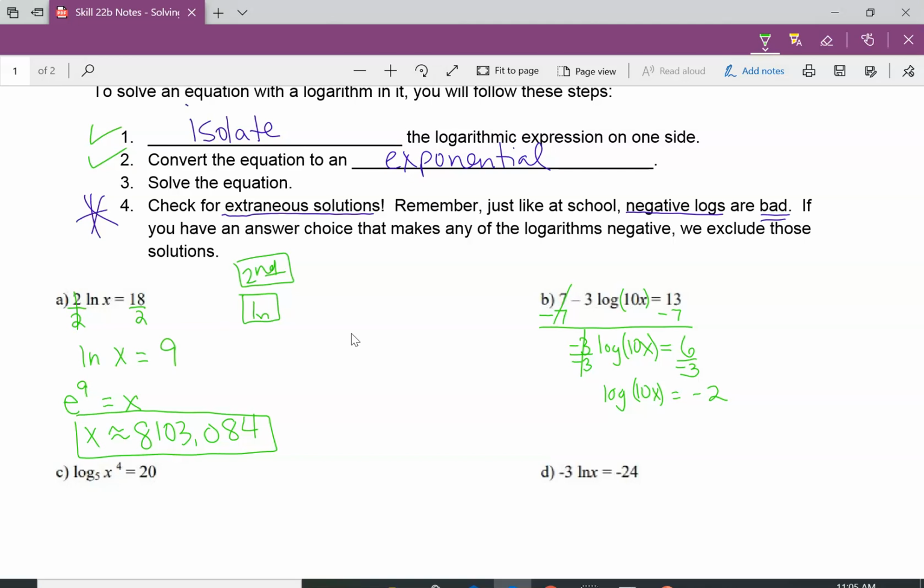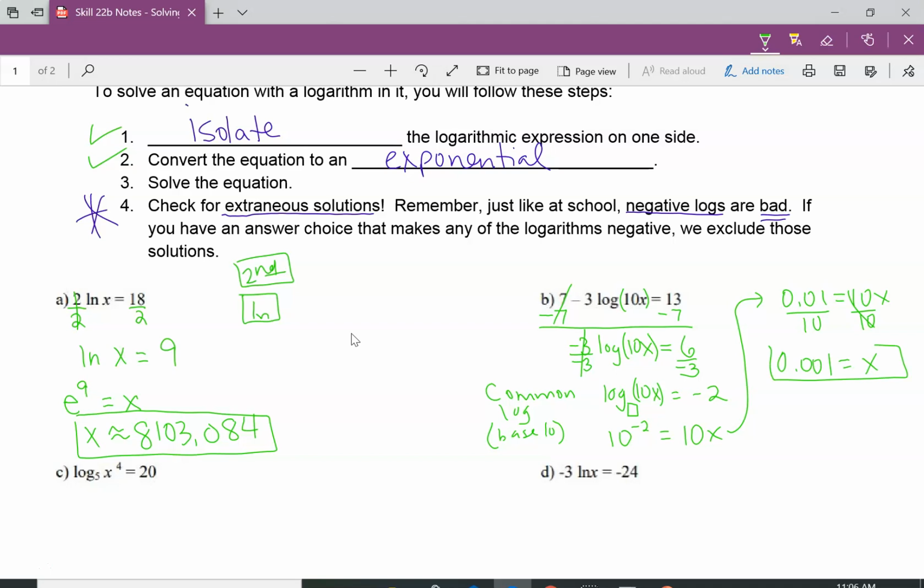Remember, this doesn't have a base number written here, so this is a common log. So it has a base of 10. So we're going to write this as 10 to the negative 2 equals 10x. And then to solve it, 10 to the negative 2, I'm just going to put that in a calculator. That gives me 0.01. Now I'll divide both sides by 10. And I get 0.001. Okay, and there's my answer.